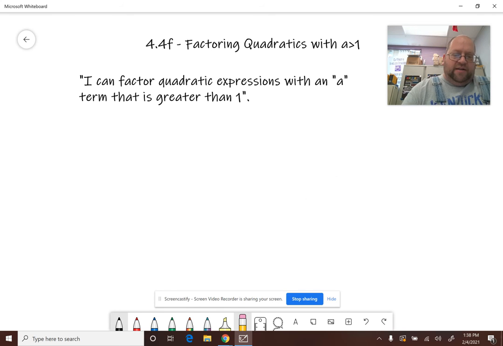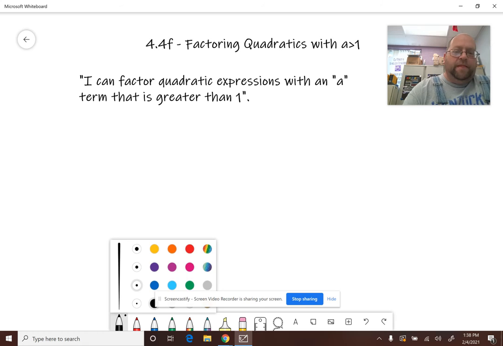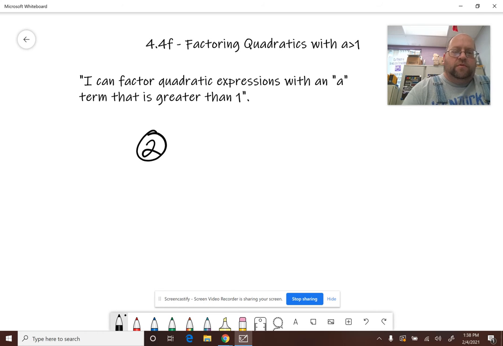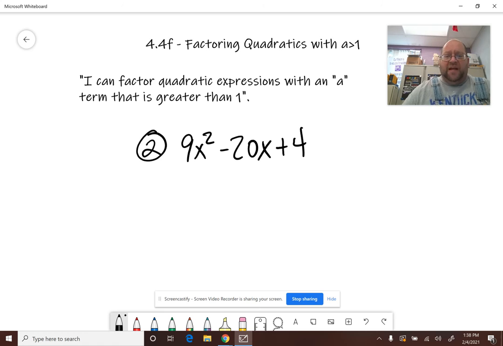And let's look at number 2. So for number 2, we have 9x squared minus 20x plus 4. Again, no common terms that I could pull out. There's not an x in every term. 4 definitely will not go into 9. So again, what do I do?